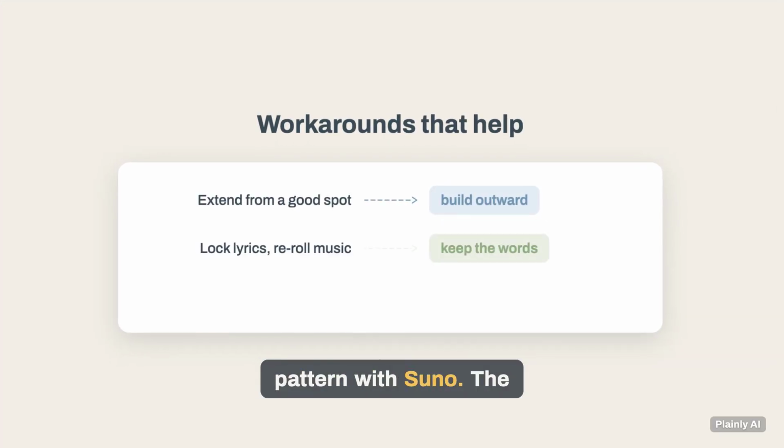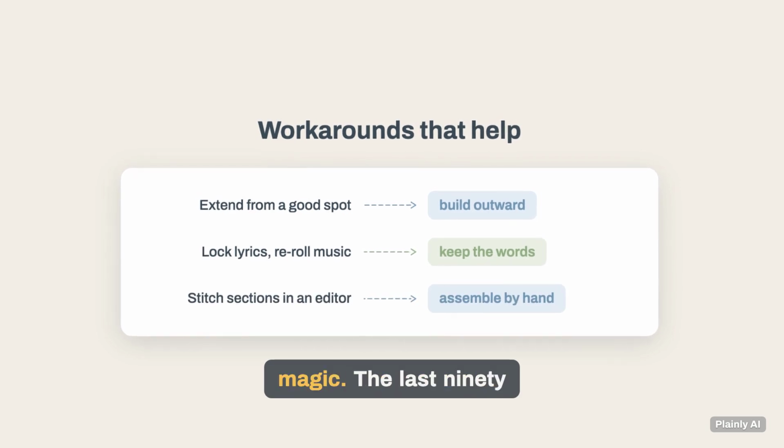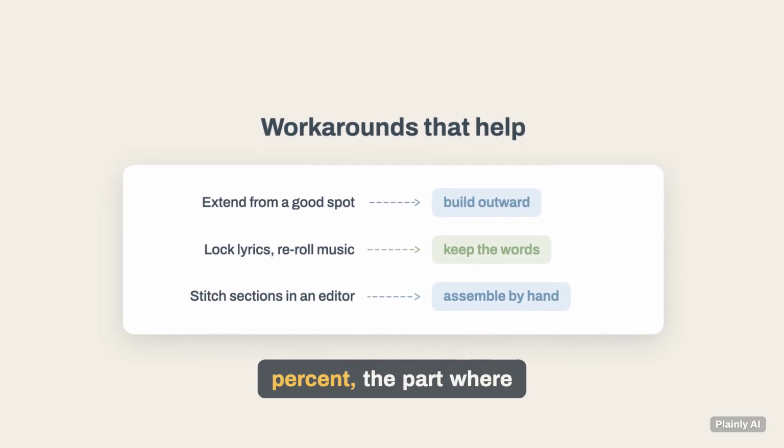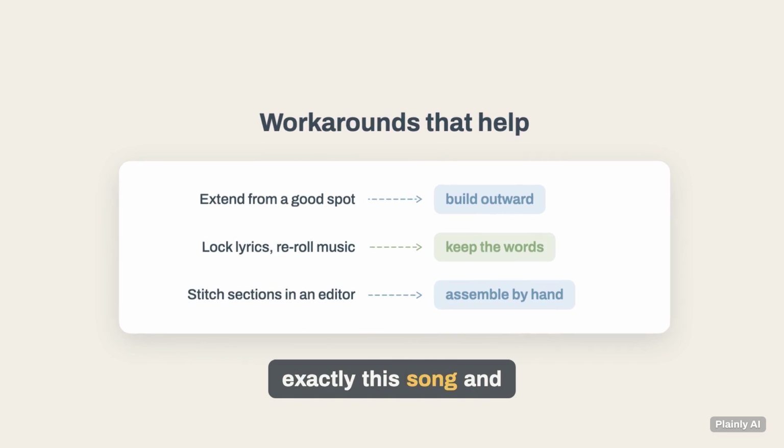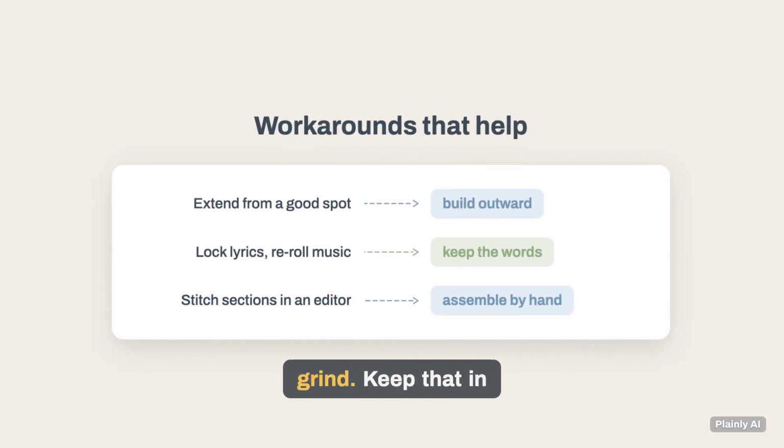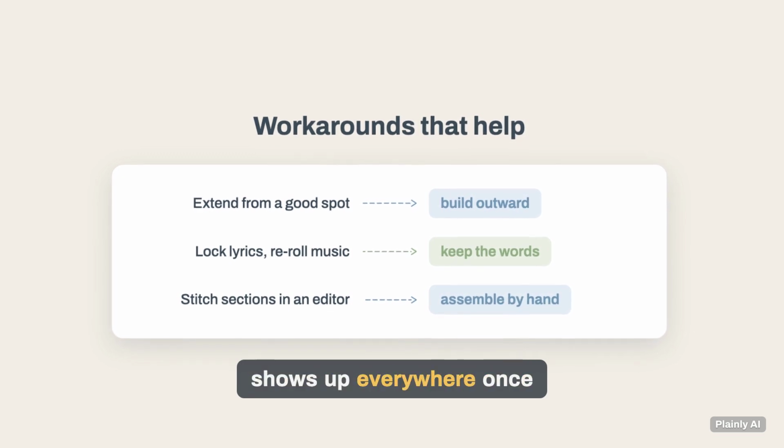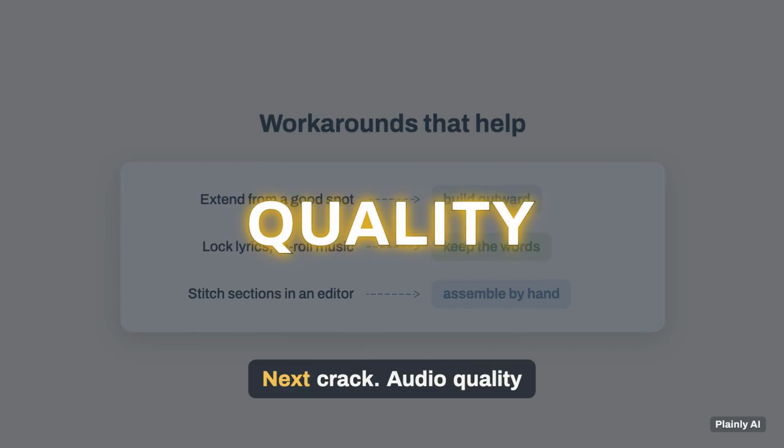That's the pattern with Suno. The first 10% is magic. The last 90%, the part where it has to be exactly the song and not a song, is grind. Keep that in your head because it shows up everywhere once you've seen it. Next crack.